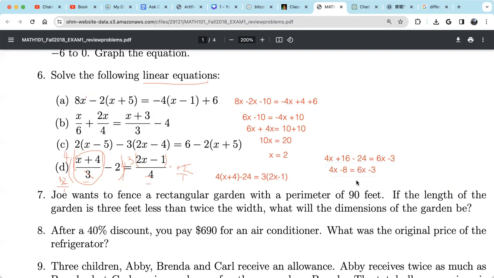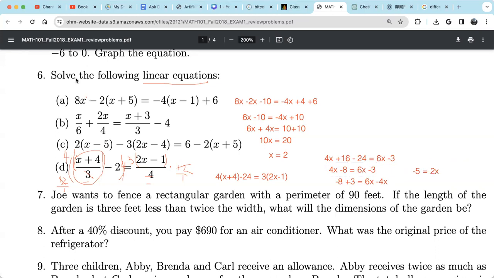Then move the like terms to be on the same side. So I get negative 8 plus 3 equals 6x minus 4x, right? What I did is I moved 4x from the left-hand side to the right-hand side, and it became negative. I moved the negative 3 from the right-hand side to the left-hand side, and it became positive. Now I can combine like terms. So negative 8 plus 3 is negative 5. 6x minus 4x is 2x.